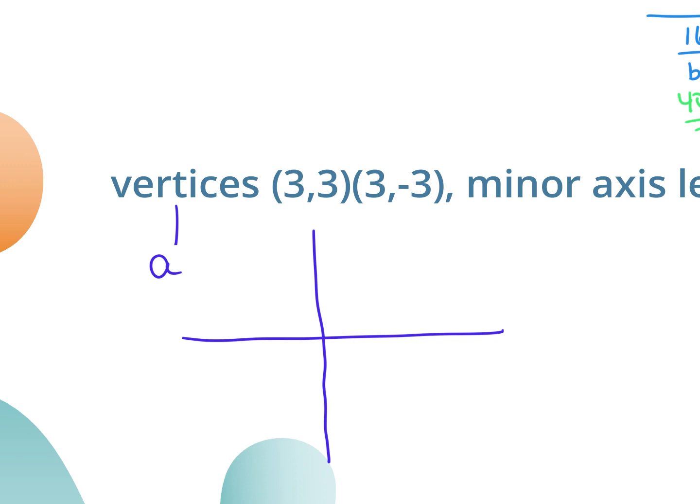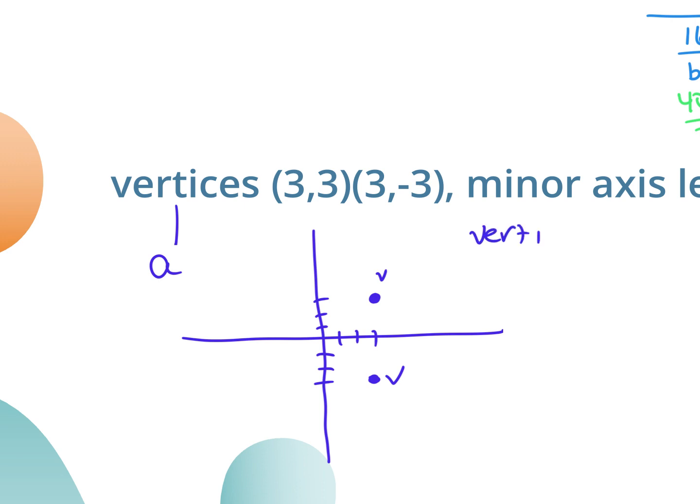If I go over 3, 1, 2, 3, and up 3, 1, 2, 3, I have a vertex there. And then I go over 3, 1, 2, 3, and down 3, I have a vertex here. So we've moved away from the origin. Do you see that? Okay, that's good that you guys noticed that. What kind of an ellipse do I have here? It's a vertical one, right? If I was going to draw a line right through all the important stuff, it'd be right there. So this is a vertical.